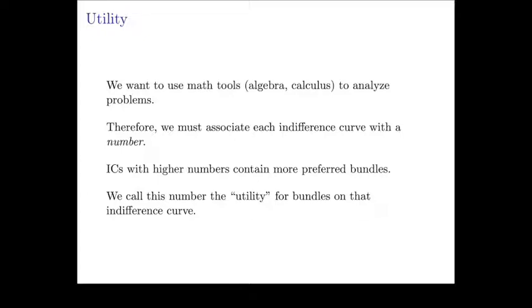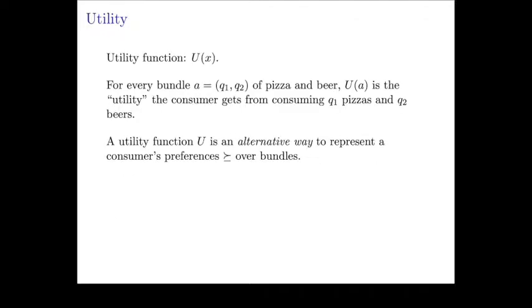So the number associated with the given bundle, or with the indifference curve that passes through a given bundle, is the utility that you get from that bundle. A utility function is typically going to be represented by the letter u, and u of x is the utility that you get from bundle x. So for some bundle A, comprised of Q1 units of pizza and beer, u of A is the utility that the consumer gets from consuming that much pizza and beer. So this utility function is an alternative way of representing a consumer's preferences.